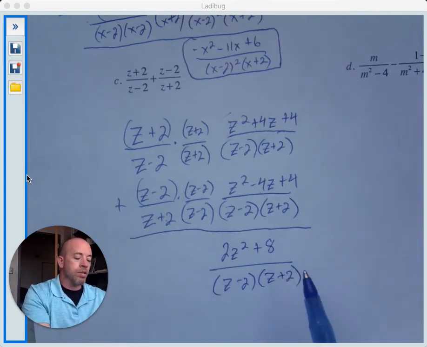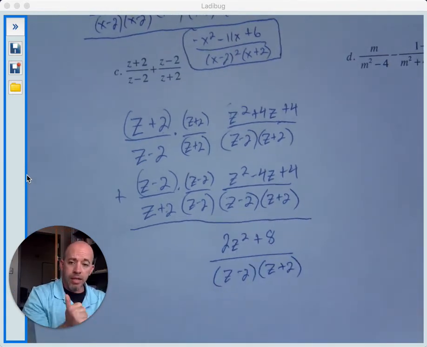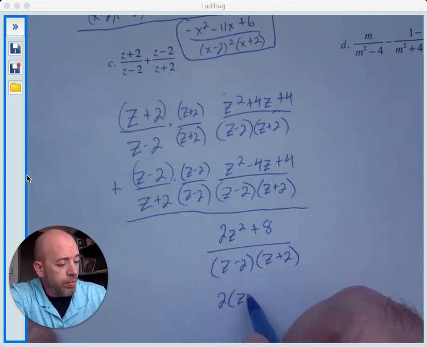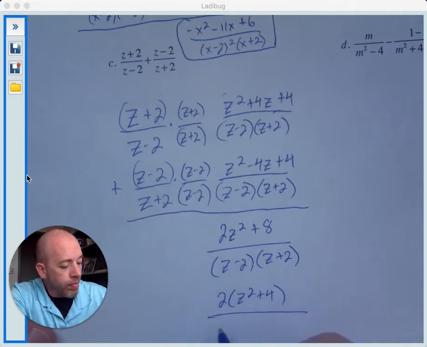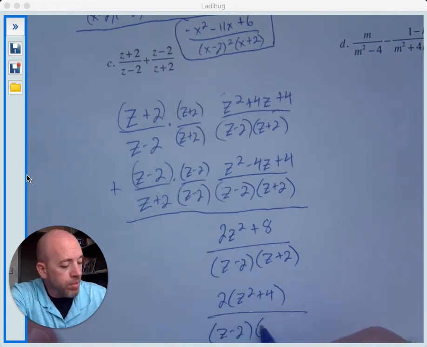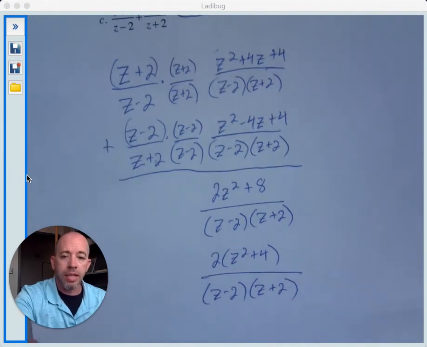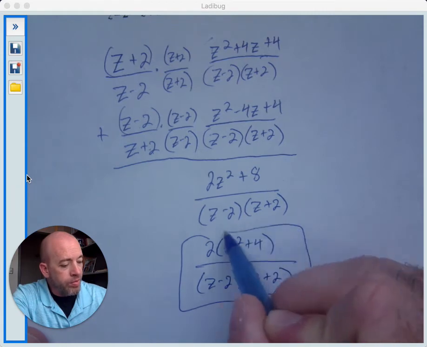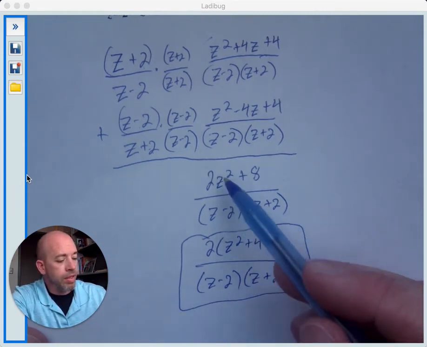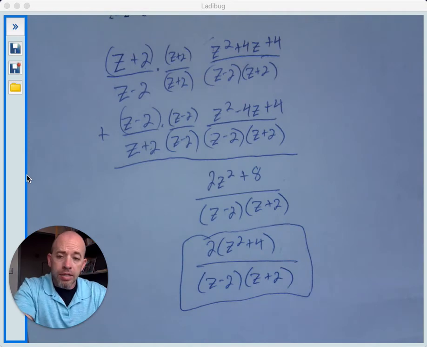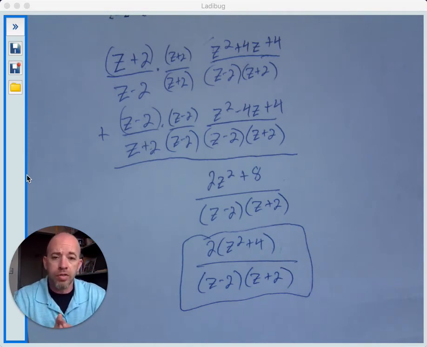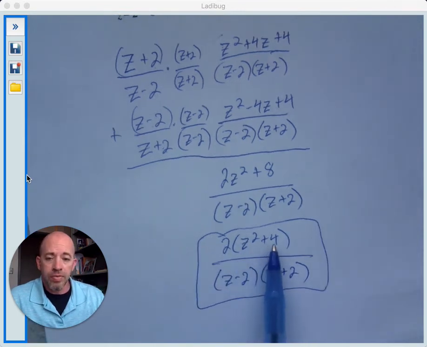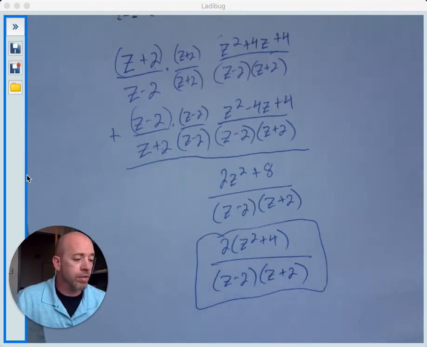Now, you might look at the numerator and say, hey, we can factor that, and you can, but I don't think it'll help us any. If we factor out a 2, we have Z squared plus 4 over Z minus 2, Z plus 2. It doesn't allow us to cancel anything out, so either one of these answers would be fine. If you like the factored form, this one's good. If you want to leave it like this, you could in this case. I like to always factor just at the end just to make sure there's nothing that can be canceled out. We can't factor a sum of squares, Z squared plus 4, so we have to leave it alone.